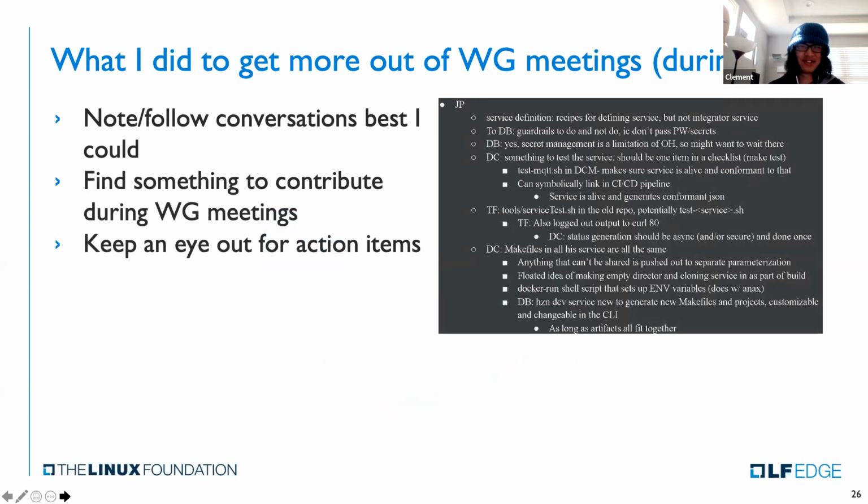I would also find some ways to contribute during the working group meetings, such as adding agenda items when Troy asks and asking questions on unfamiliar topics. One thing that helped me was thinking of the meeting as a longer stand-up rather than a more formal meeting, so I saw it as a good chance to get unblocked on something while everyone was there. I would also keep an eye out for any action items. Next slide.